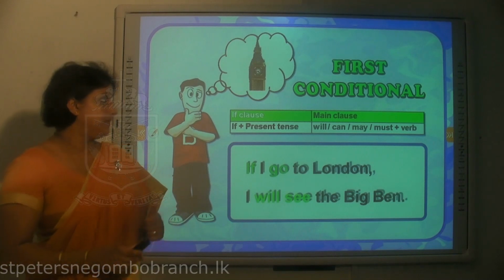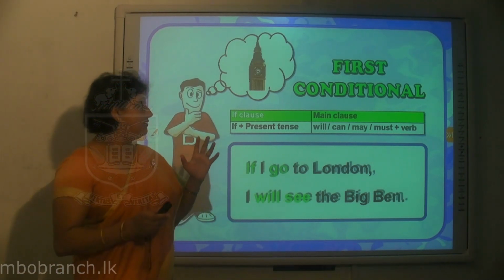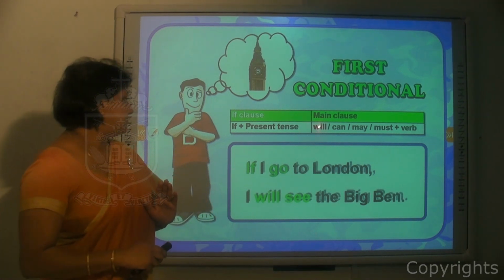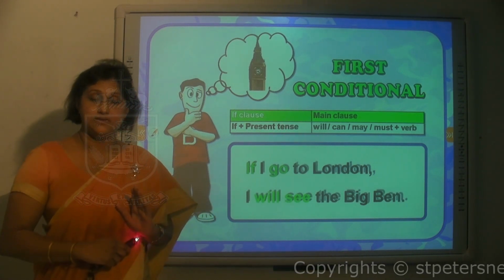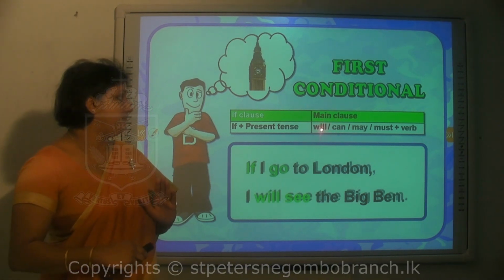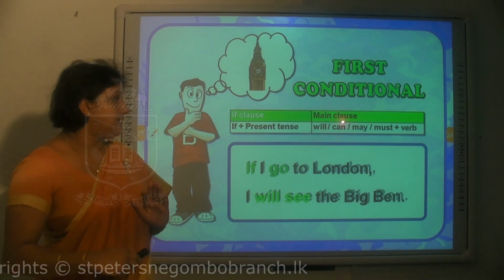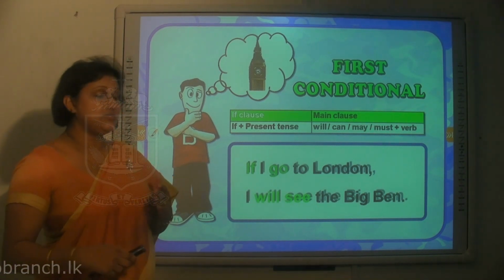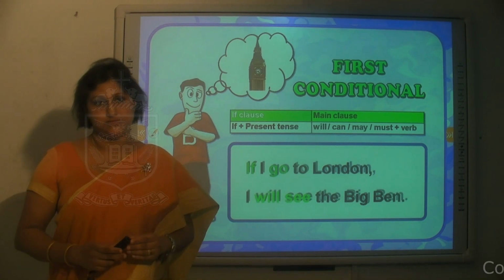Okay, children, to brief out: what is highlighted in the first conditional is that you have this present tense in the if clause, and then you have this main clause where the word will, can, may, must and the verb comes, and then we talk about possible situations.